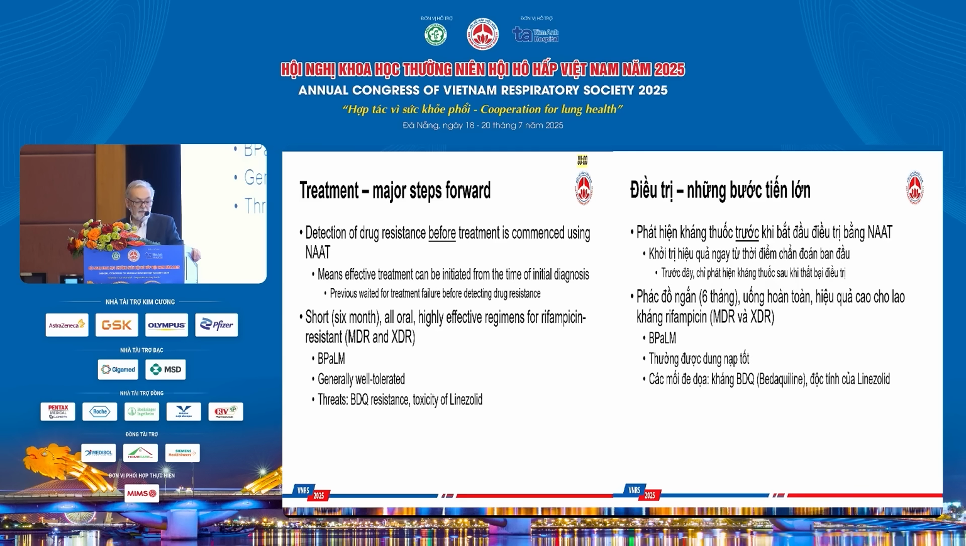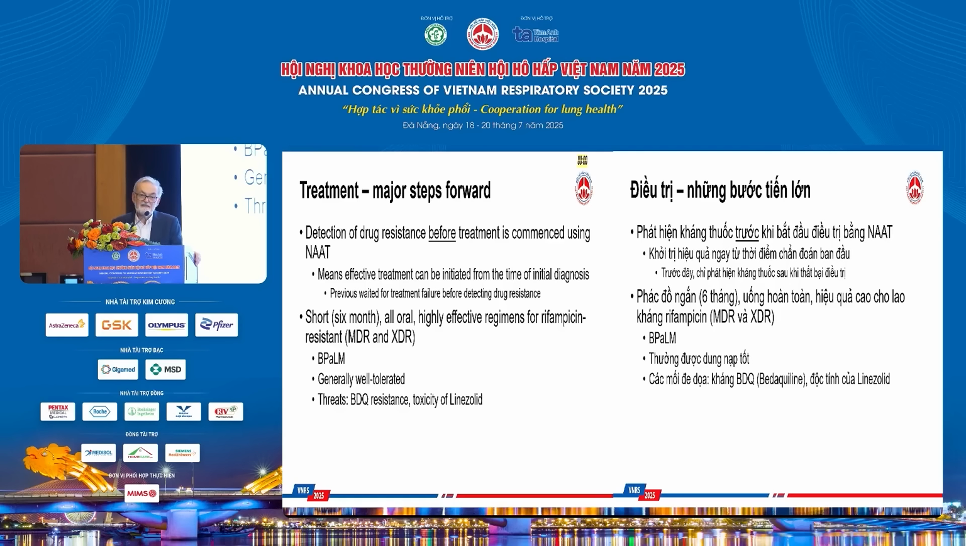So the BPALM, that's bedaquiline, protonamide, linezolid, and moxifloxacin regimen, is generally well tolerated and highly effective. And it's effective against not just rifampicin-resistant TB, but multi-drug resistant TB, and also, in fact, extensively drug-resistant TB. TB that is resistant to injectables and even fluoroquinolones.